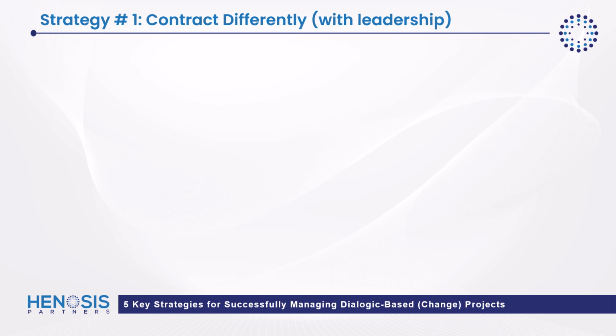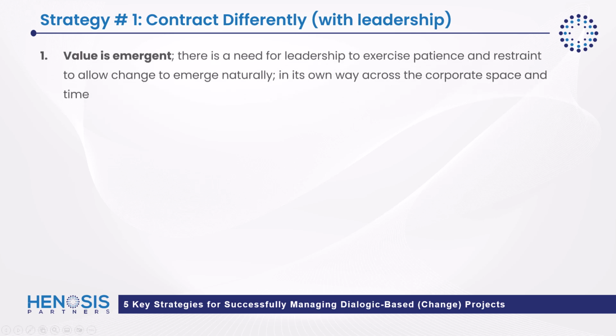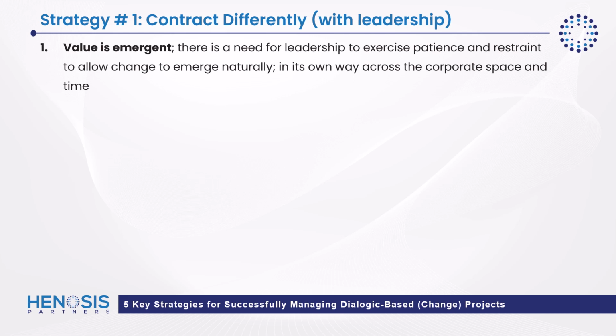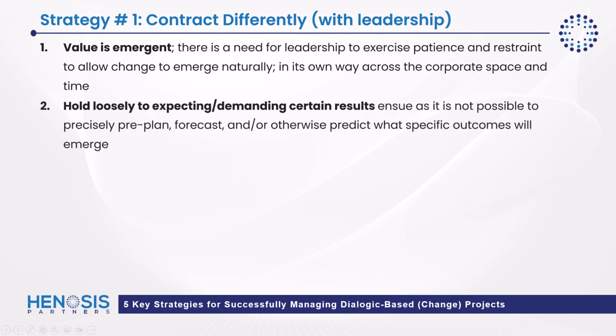The first thing that you'll need to educate them on is that value is emergent, that there's a need for leadership to exercise patience and restraint to allow change to emerge naturally, in its own way, across the corporate space and time. You'll need to educate leadership to hold loosely to expecting and demanding that certain results ensue, as it is not possible to precisely pre-plan, forecast, or otherwise predict what specific outcomes will emerge.